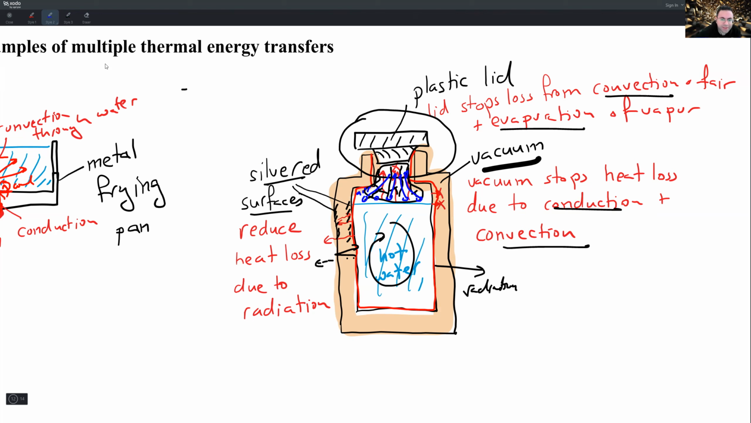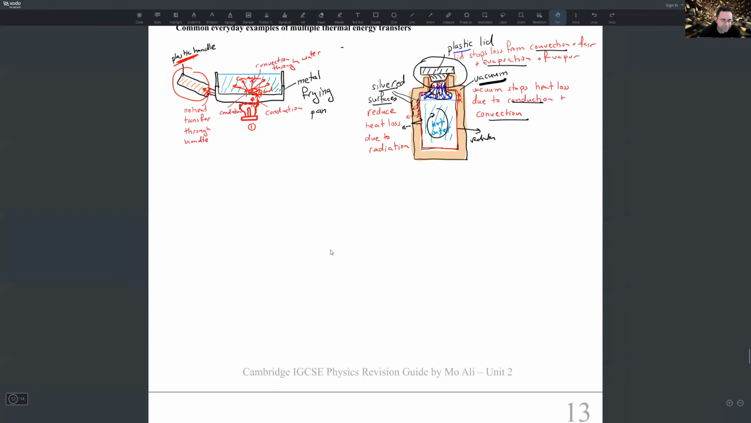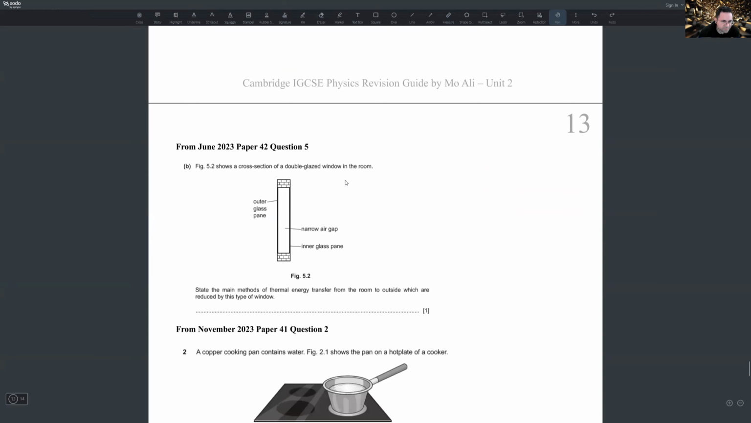Finally, of course, the lid has to be made of plastic. Why? Because plastic is a good insulator. You don't want the lid itself to heat up and conduct heat to the outside. So these were examples of complex heat energy transfers, meaning one thing with several methods of heat transfer, either being stopped or going through, and so on. Okay? Let's solve a couple of questions.